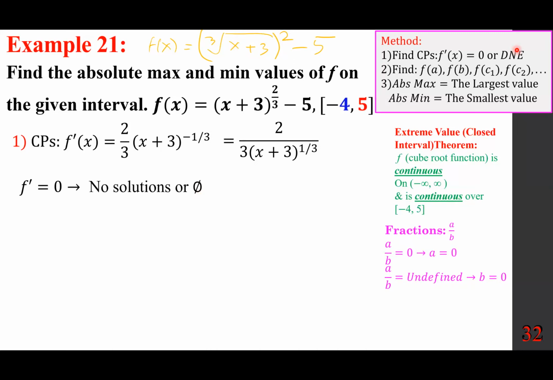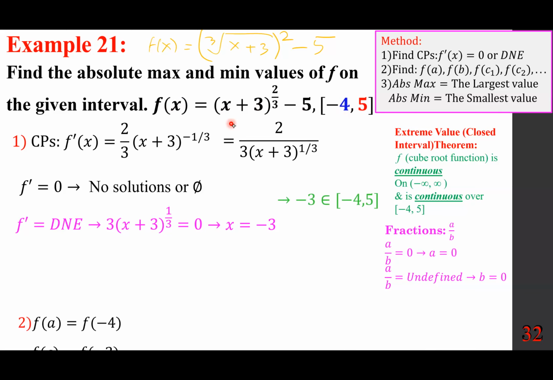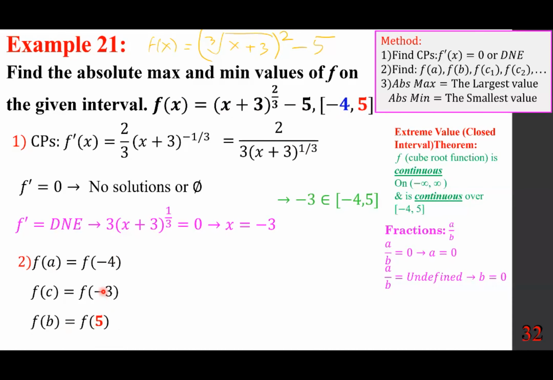F prime does not exist, or it's undefined, when the bottom is 0. And the bottom is only 0 if x is negative 3. Is negative 3 in the given interval? Yes. So we are to evaluate the function at a, which is negative 4, at b, which is 5, and at negative 3, which is the critical point.